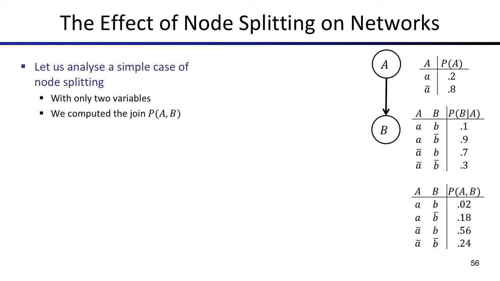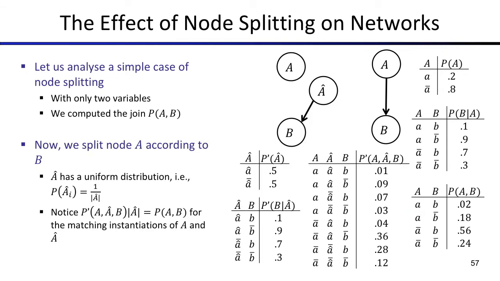Basically, it's only two nodes, A and B, and we have the probability of A here, the probability of B given A. So these are the parameters for this very small Bayesian network. But I also computed the probability of B and A. That's going to be the result of the inference if we join those nodes. So we have this joint probability here.